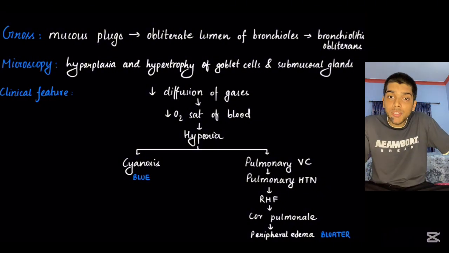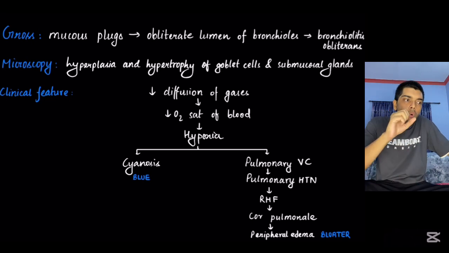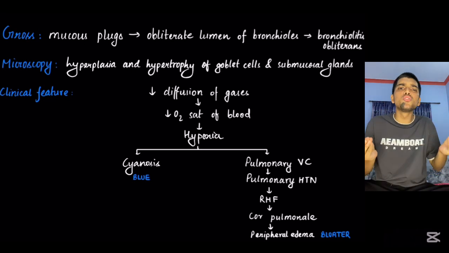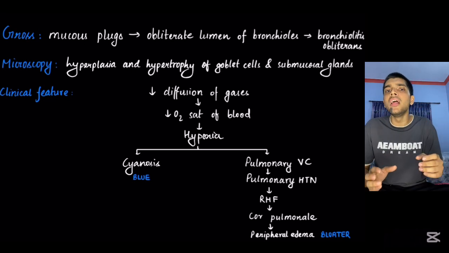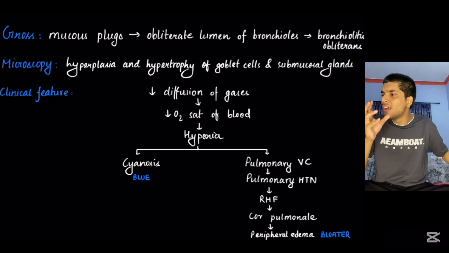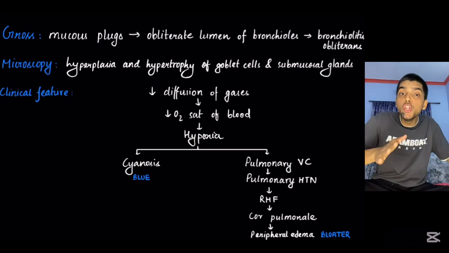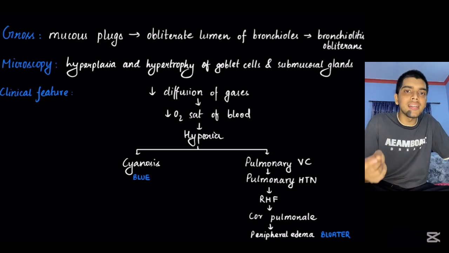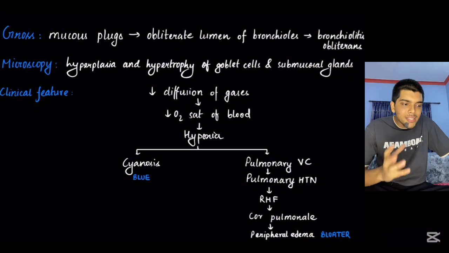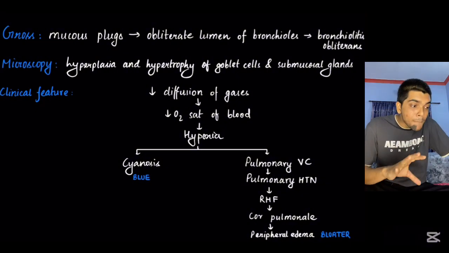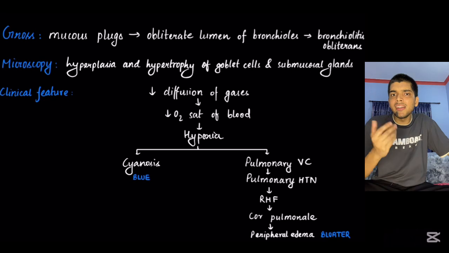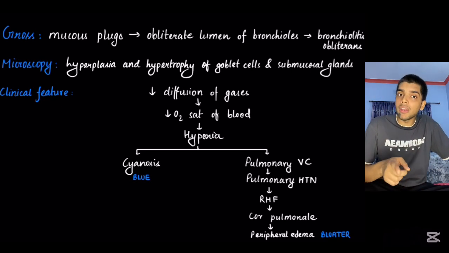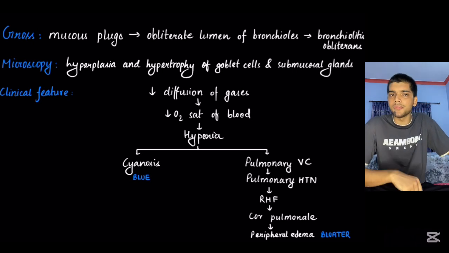Okay, as for gross, you can see that the small tubes, the small airways, are filled with mucus. Sometimes they are so much filled with mucus and fibrosis that the lumen of the bronchiole is completely obliterated, which we refer to as bronchiolitis obliterans. Grossly, this is what you see. Microscopy, there is increase in Reid's index due to hypertrophy and hyperplasia of submucosal gland. There is also hypertrophy and hyperplasia of goblet cells.